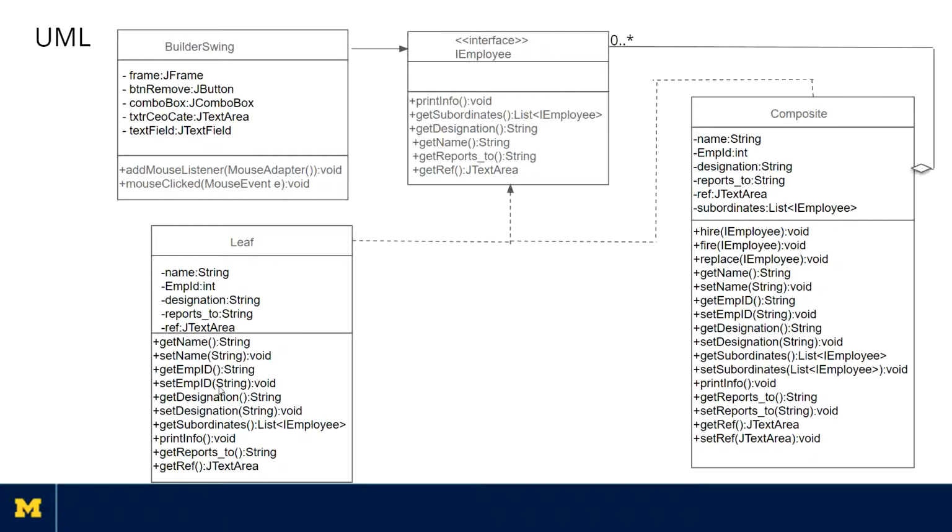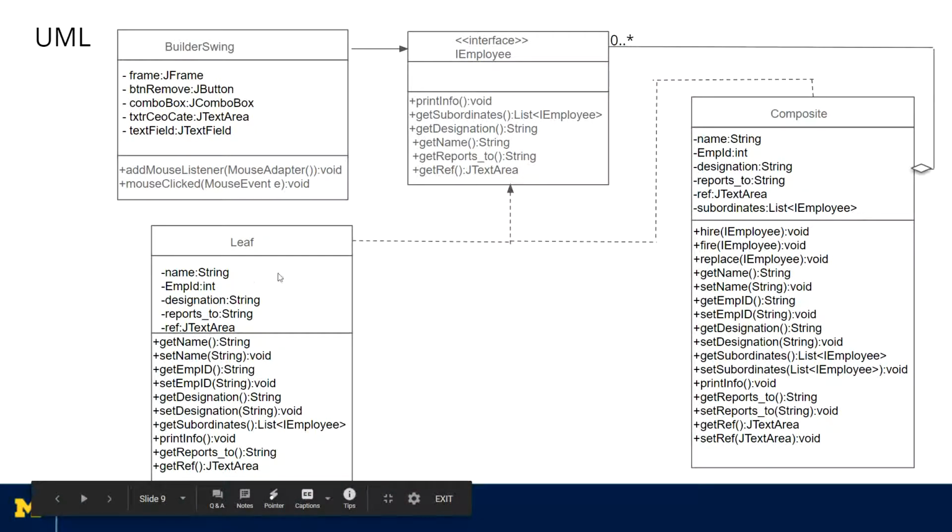So when you run print info, you print out all your information like your name, your designation, and to whom you report. The second one is get subordinates. So if you have any, you get a list of the subordinates. And some other methods like get designation, get name, etc.